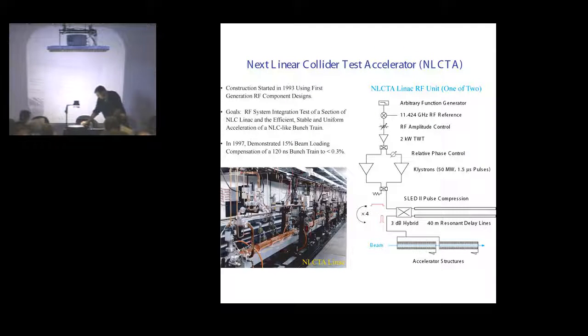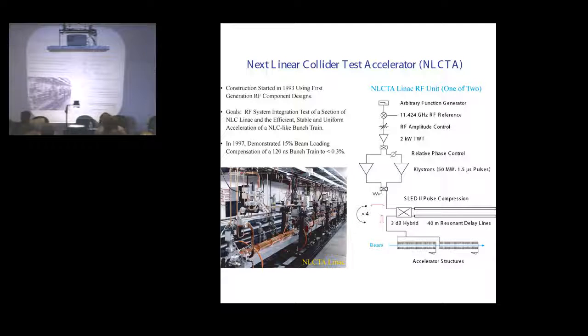Let me go on now to just mention a few things about the system test of this thing. I've shown you all the cavities and the modulators and the klystrons. And if they're going to work for a linear collider, they all have to work together and work efficiently. And for the NLC, we have the NLC-TA, which is the NLC Test Accelerator, where we've been doing this type of work. And it was built originally with what we call first-generation components that have this sled pulse compression system.